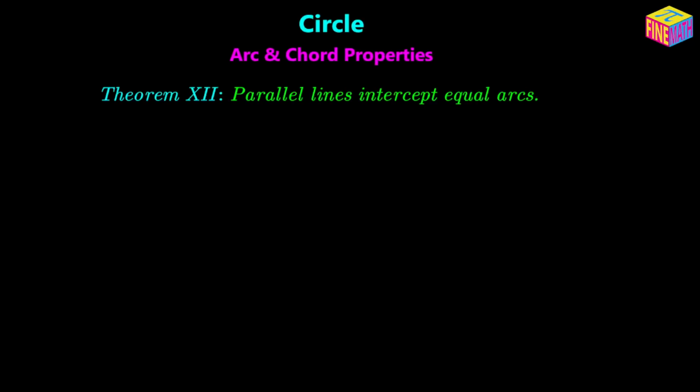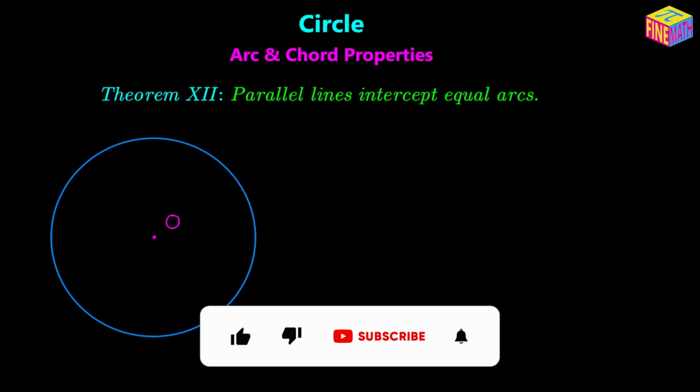Hi everyone, in this video we are going to discuss theorem number 12 from the geometry of circles. The theorem says parallel lines intercept equal arcs. So let's suppose we have a circle like this having the center at the point O, and let's suppose we have two parallel lines like this.